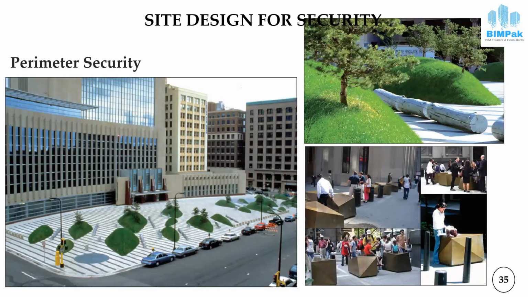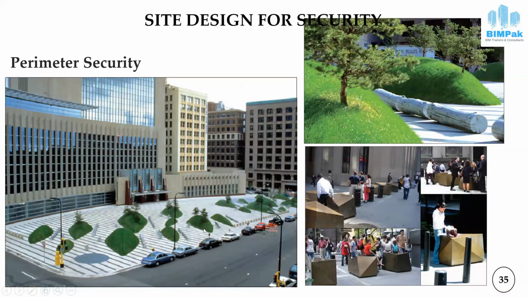So here you can see the different types of control parameters have been used. For example, you can see these small mountains covered by some type of damp mud, and the purpose of this type of element is to restrict this vehicle away from this building.